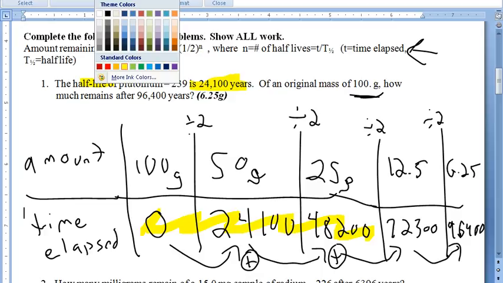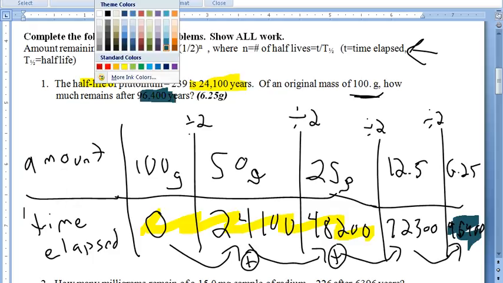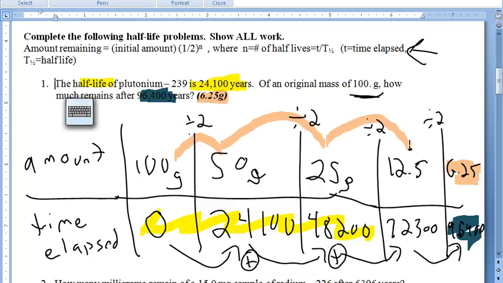And so we kept going until our year matches how many years went past. And our answer matches the answer key given to us, 6.25 grams. So we went through one half-life and then another, then another, then another, until we hit 96,400 years. And of this original 100-gram sample, there's only going to be 6.25 grams left.